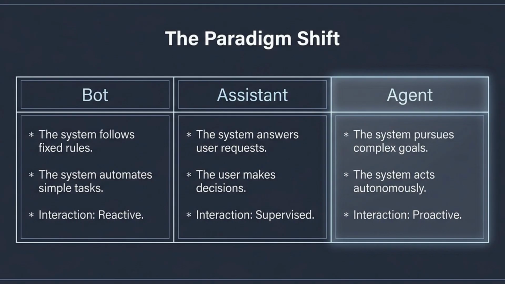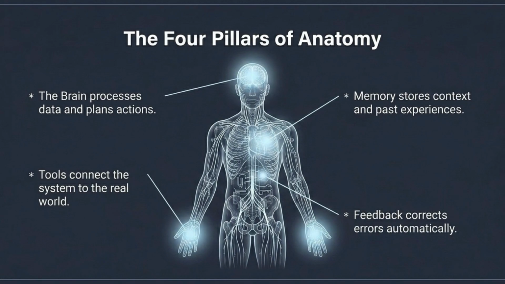To understand agents, we must first recognize the paradigm shift. Unlike simple bots that follow fixed rules, or assistants that require constant supervision, an agent acts autonomously, proactively pursuing complex goals. An agent's anatomy is built on 4 pillars: the brain for reasoning, memory for context, tools for real-world interaction, and a feedback system for self-correction.